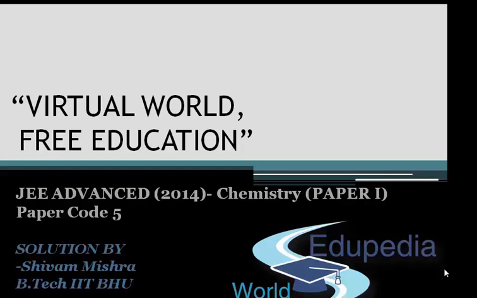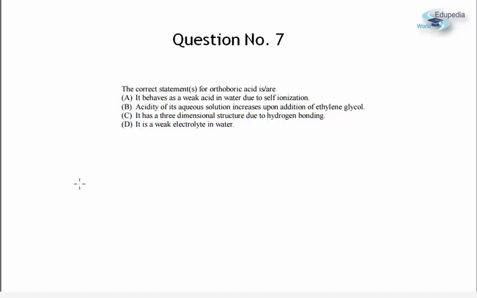Today we'll be discussing the solutions to IIT JEE Advanced 2014 Chemistry Paper 1. The paper code which we are using is 5. Let us look at question number 7. Question number 7 is from Inorganic Chemistry. In this question we have been given some statements about orthoboric acid.